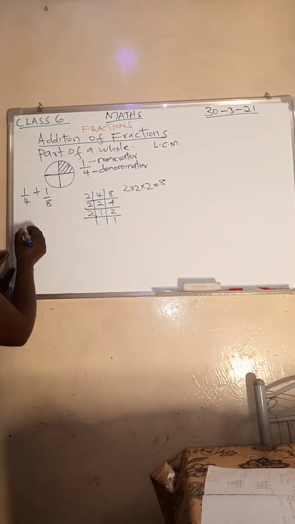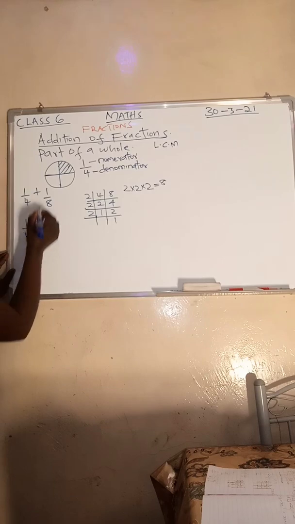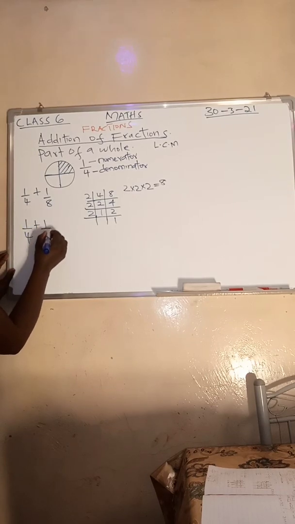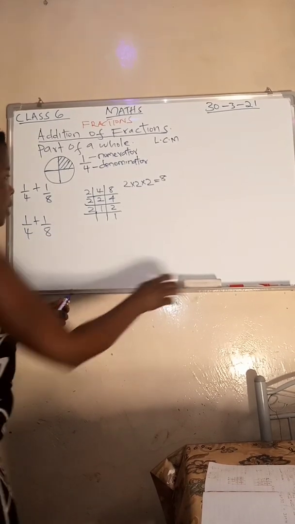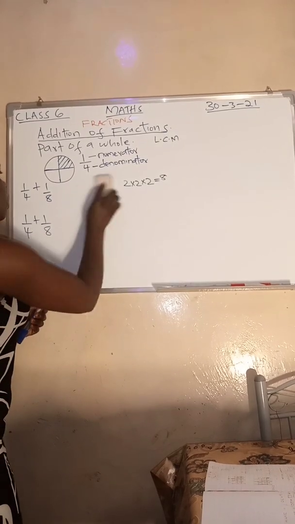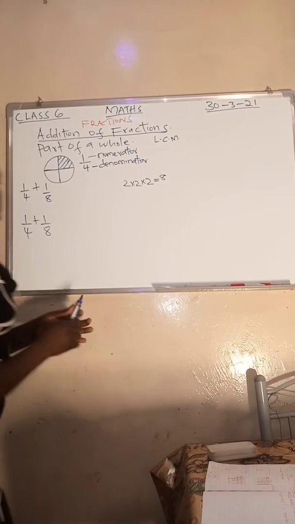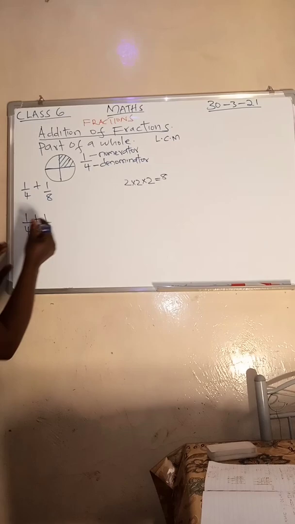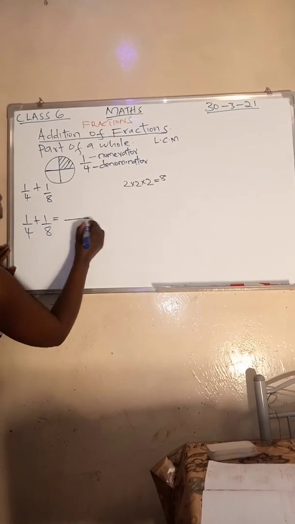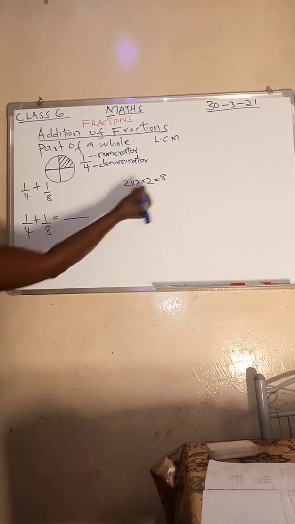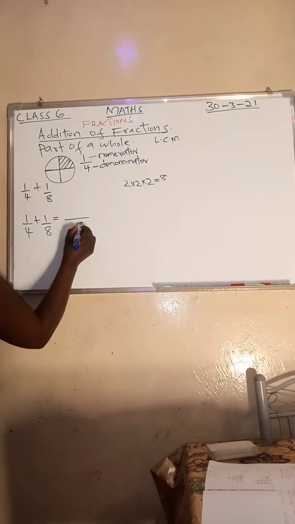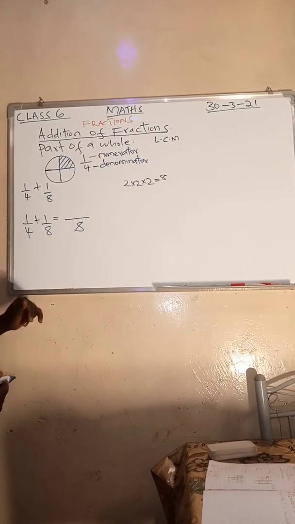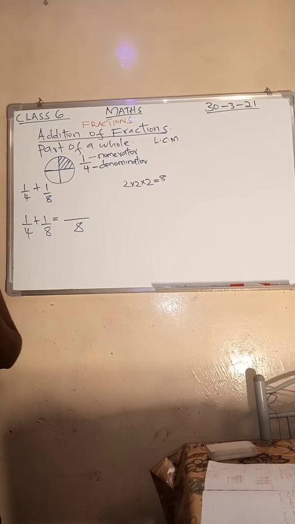Now I'll come back to my fraction here. 1 over 8. I can write this one now. So 1 over 4 plus 1 over 8. I will put an equal sign and I put a line like that. My LCM is 8. So I will put my 8 there. So let's continue. This is the next step.